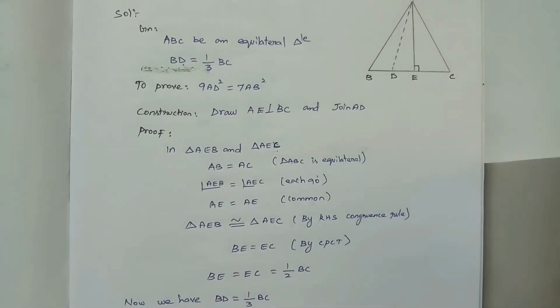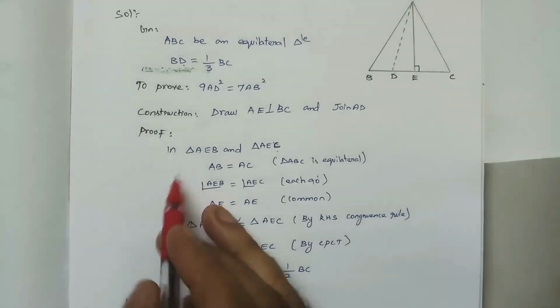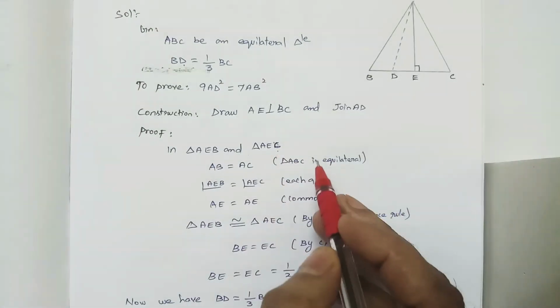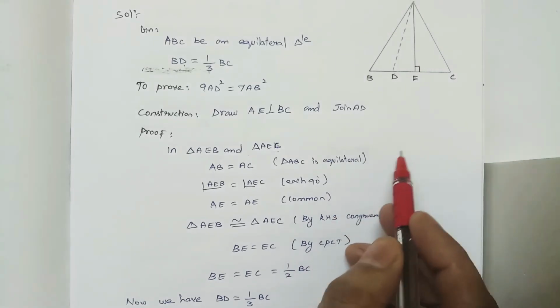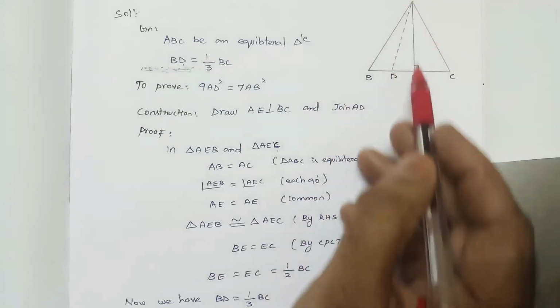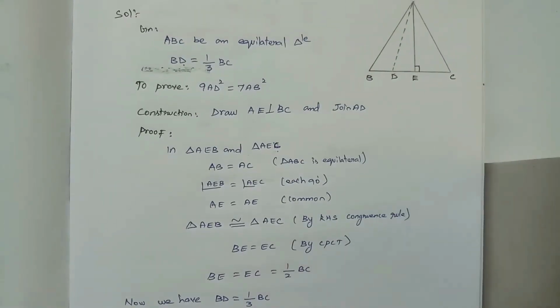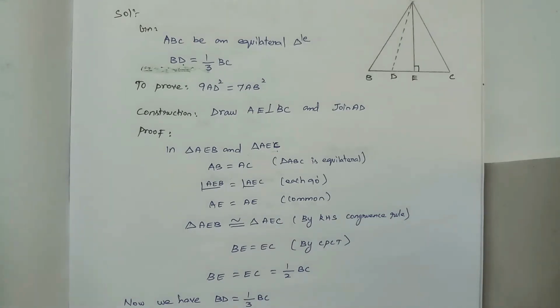Actually, we don't need to prove that these two triangles are congruent. Directly we can say, by the property of an equilateral triangle, that if we draw the perpendicular line, the perpendicular line will be the median of triangle ABC. If AE is the median, then BE is equal to EC. We have two options: directly write it using the property, or prove the two triangles congruent and then say BE is equal to EC. You can go with any way, no problem. I'm just showing the ways.